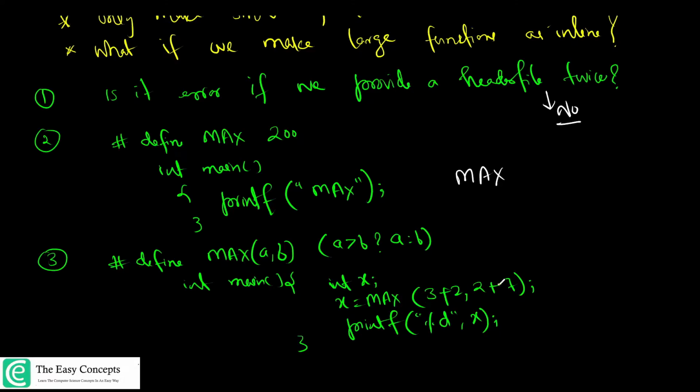Let's try to solve this first. When we are passing A and B inside this, this is actually A and this is B, right? So let's expand this first. It should be expanded in this form: 3 plus 2 should be greater than 2 plus 7, if yes 3 plus 2, else 2 plus 7. Okay. So if this thing is greater than this, this is the right answer.